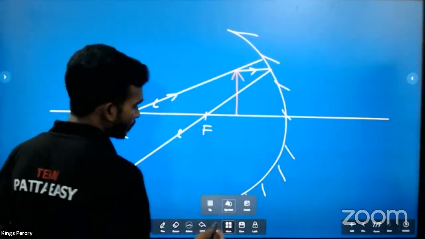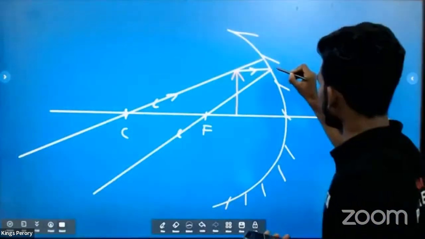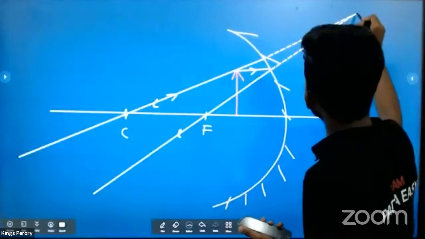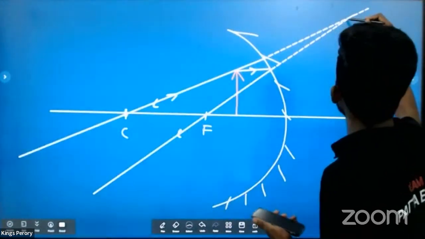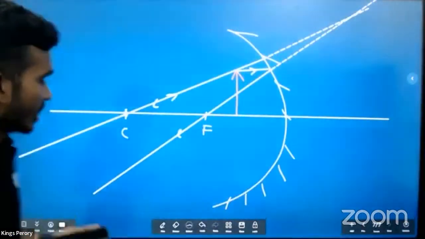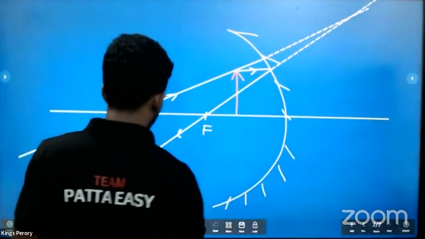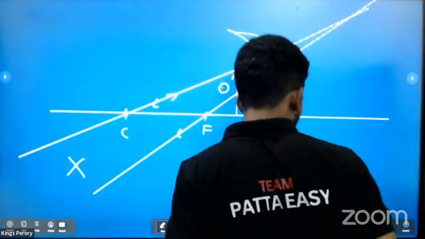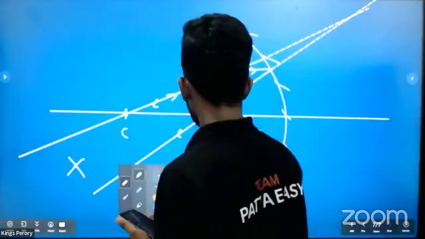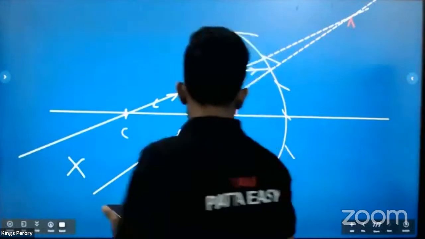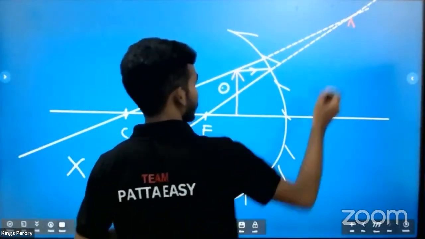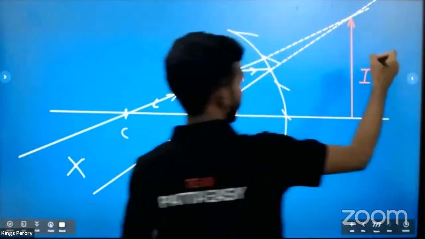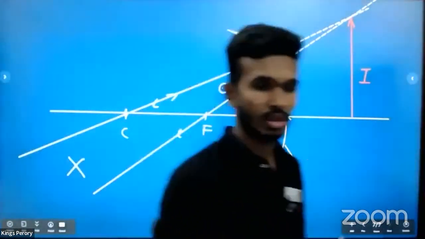So where do I have a meeting point? If I extend this side, can you see? Now there is a meeting point. This side you don't have a meeting point, but on the other side, for this object, you have a meeting point somewhere here. I told you the meeting point is going to be your head. And always the foot is on the principal axis. Head and the foot you connect. That is your image.